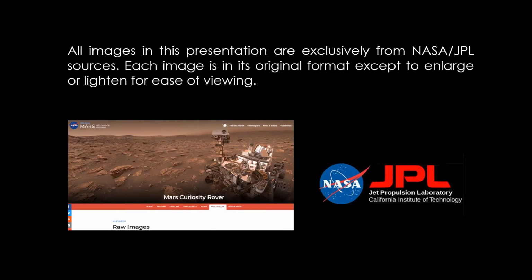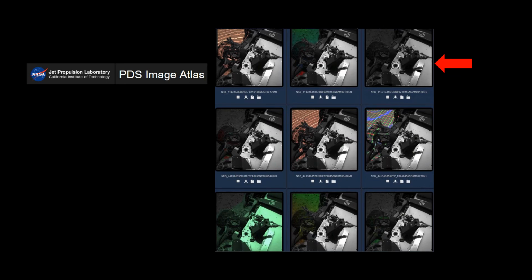All images in this presentation are exclusively from NASA and JPL sources. For decades, JPL has developed and managed NASA's Mars rover program. JPL also manages the PDS Image Archive Atlas, a repository of NASA's images from all past and present missions. Often a single image will be repeated and posted in various color filters, such as this one. Except for the color variations, the images should be identical. The upper right image is not.